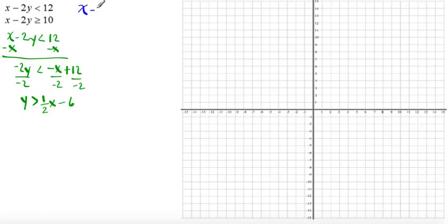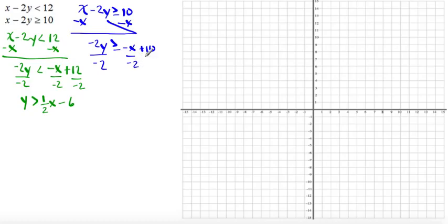So I have x minus 2y is greater than or equal to 10, and I have to get y by itself, so I subtract x on both sides, and then I have negative 2y greater than or equal to negative x plus 10. I have to get y by itself, so divide everything by negative 2. Since I divided everything by a negative, it becomes y is less than or equal to, and then I have negative x divided by negative 2 is positive 1/2 x, and then 10 divided by negative 2 is negative 5.